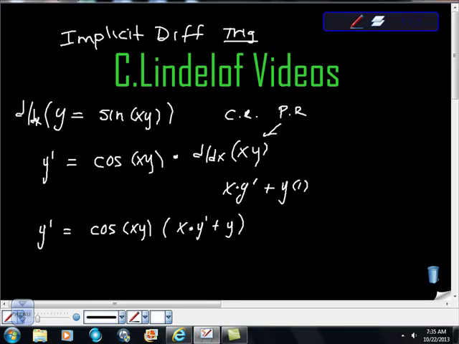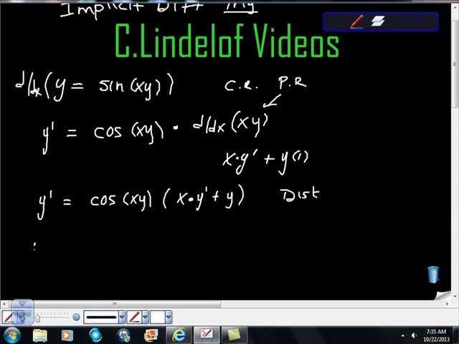Now hopefully you can see where we're going. I'm just going to do some algebra. I think I'm just going to distribute this out. So I'm going to distribute this cosine xy out. And when I do that, I'm going to get y prime is equal to x cosine xy times y prime, plus y cosine xy. Does that make sense? So I think we have that, don't we?